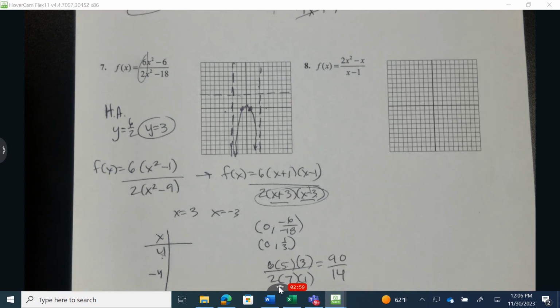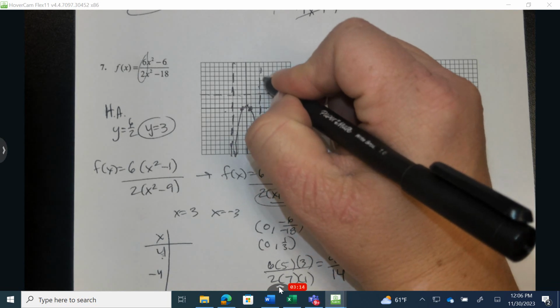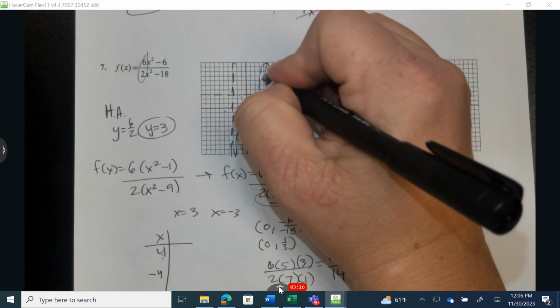I'm going to grab a calculator really quick here. I know 90 divided by 15 is 6. 90 divided by 14 is approximately 6.4. So 6.4 is when I plug in 4. There's 3, there's 6. 6.4 is right about there.